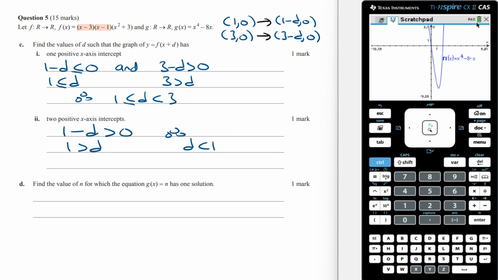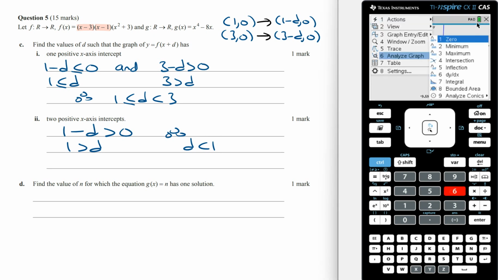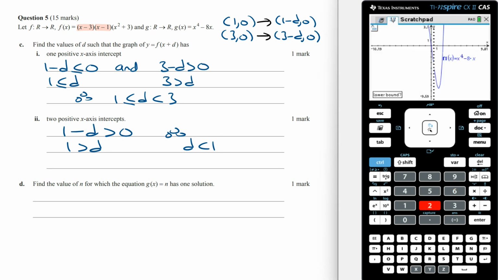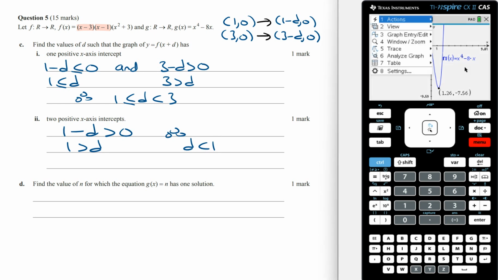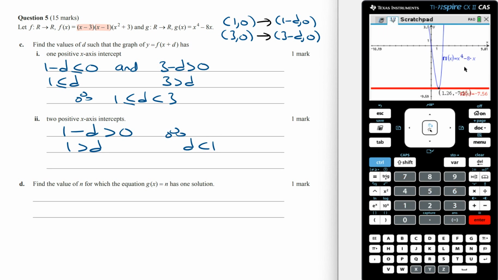To see this graphically, we can find the y coordinates of the minimum point. The y coordinate is minus 7.56, and so if we draw the line y is equal to minus 7.56, we can see that this line will only touch the graph of g of x once. And so for g of x equals n to have one solution, the value of n must equal minus 7.56. However, we need an exact value.